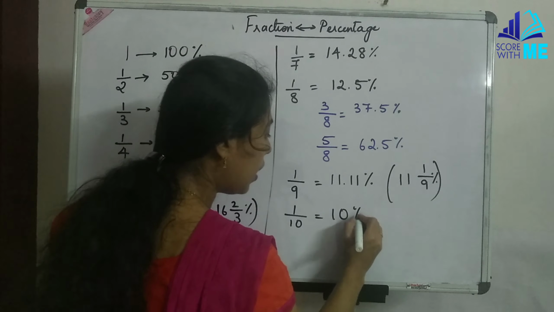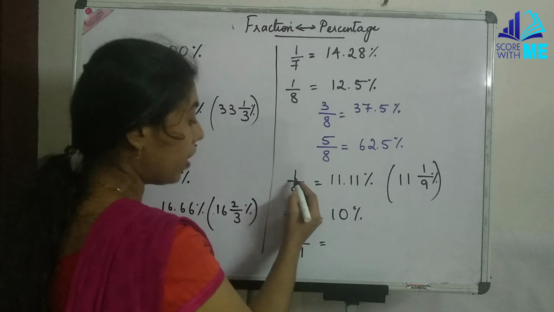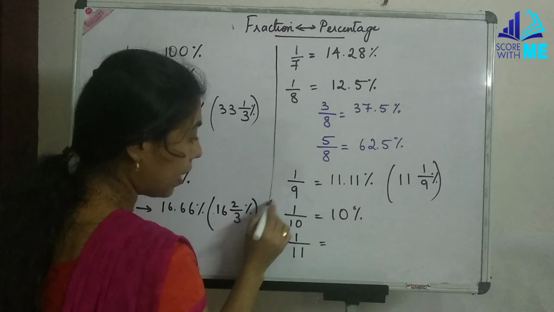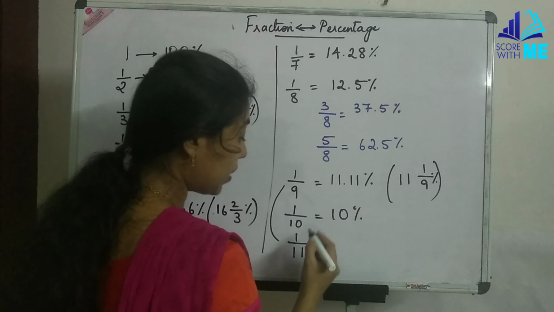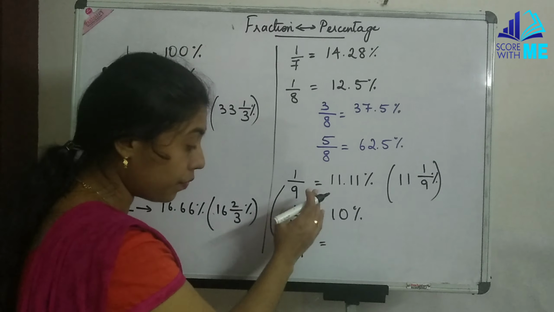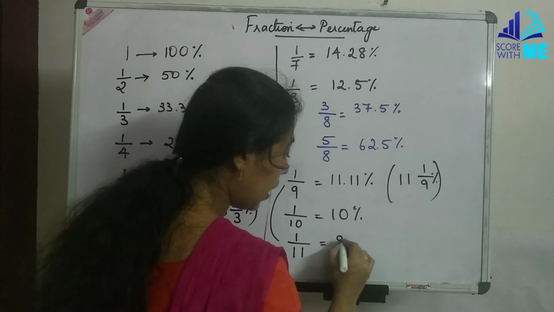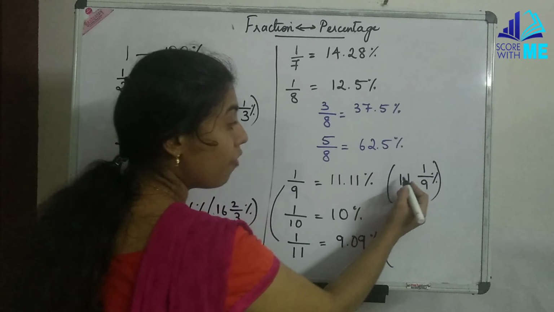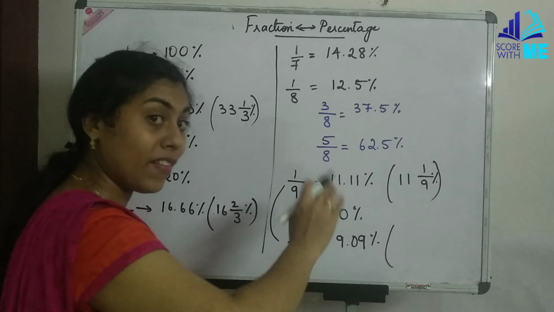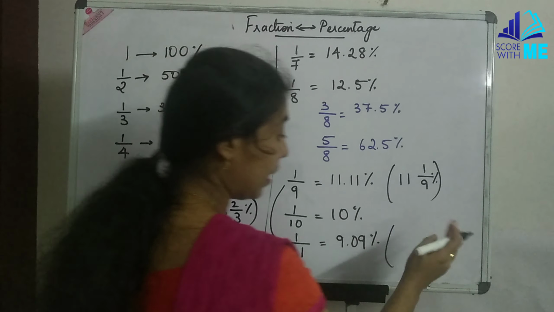Let me write 1 by 11 also here itself. The reason is that we can correlate these two things, 1 by 9 and 1 by 11. 1 by 9 is 11.1111. So similarly, we just need to interchange and we'll get the value. 1 by 11 is 9.09%, or otherwise, wherever 11 came, you write 9, and wherever there is 9, write 11, interchange.